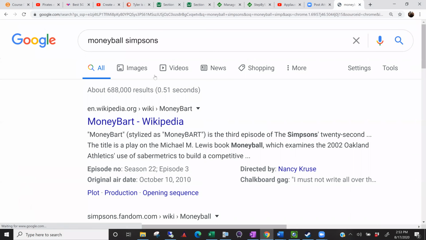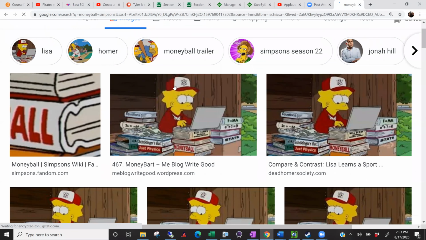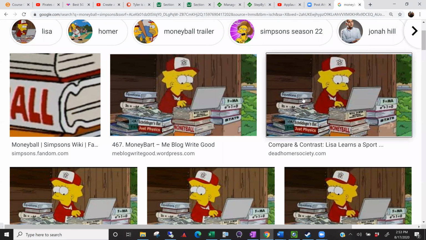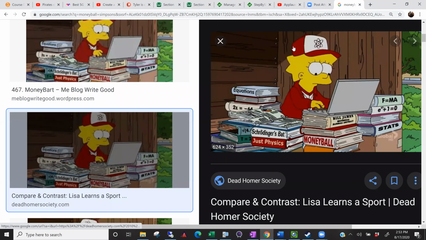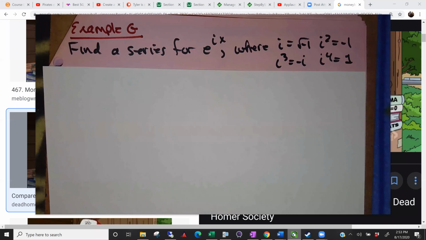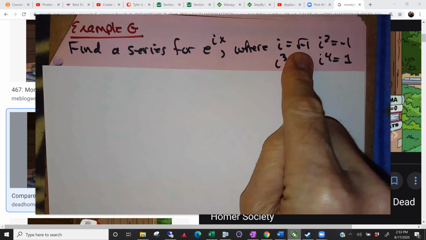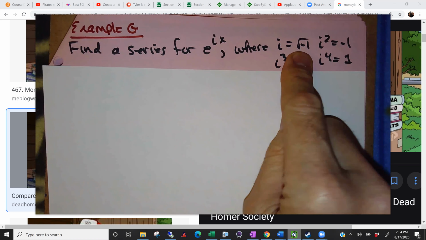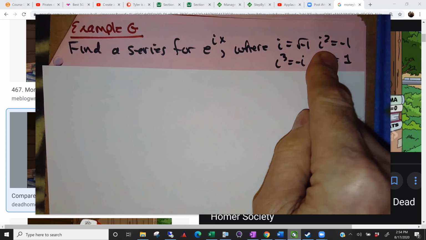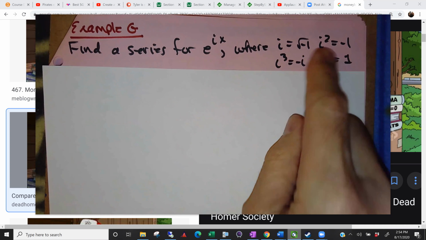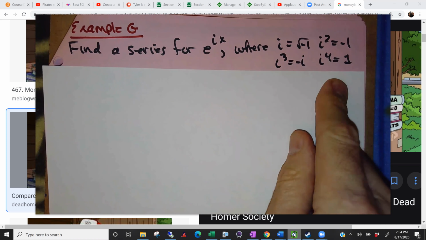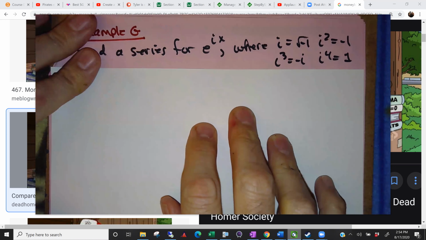All right, so let me see if I can't find something here. Yeah, this is cool. We'll look back at this in a minute. Let me go back to here. So i is the square root of -1. And the cool thing about that is if you square i, you get -1. i cubed is -i, i to the 4th is 1, so cool.